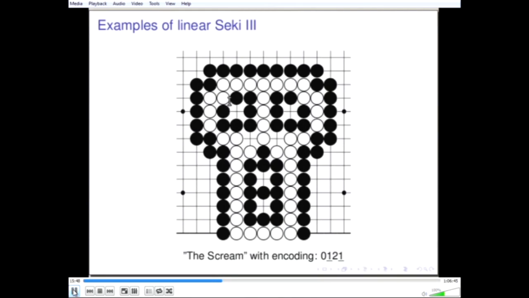This here is also a linear Seki, starting here with a 0. With a 0, then one black chain has one other liberty, and then two white chains link this liberty to the next one, and then one black chain links this to another liberty. So we have this encoding.